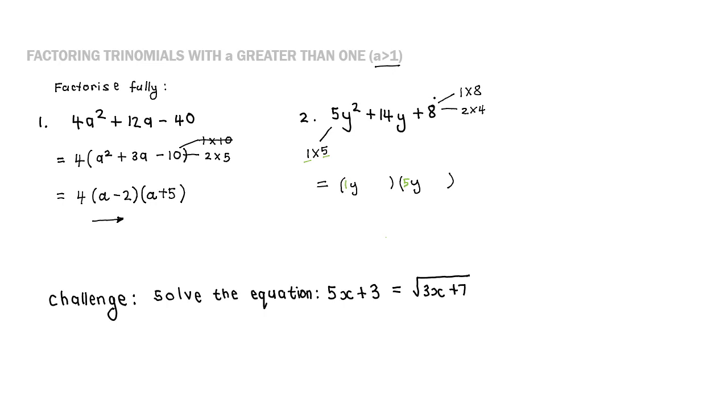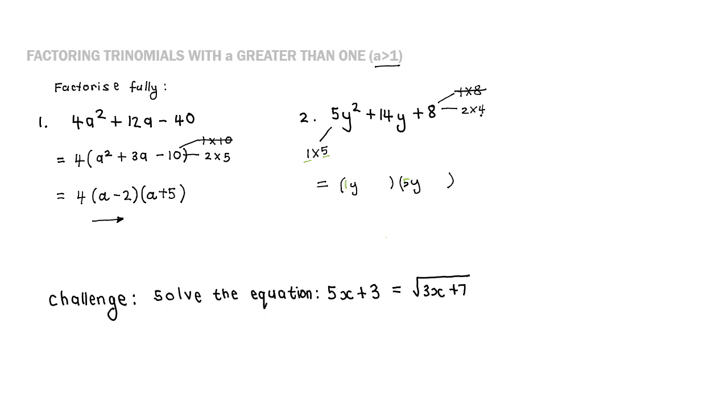So y times 1 gives us a y, right? Hold on to that result. Then we have 5y times 8, that's going to give us a 40y. So we have 40y and we have a y. 40y and 1y won't get us to 14y very quickly, right, so we can just immediately say that we can't use this factor.